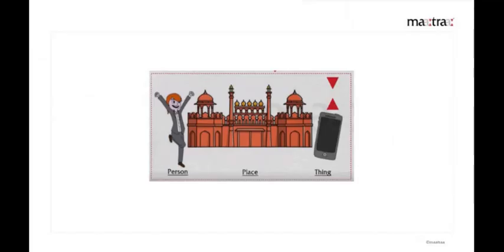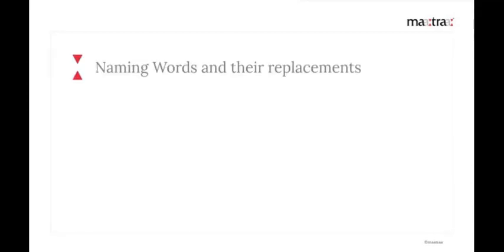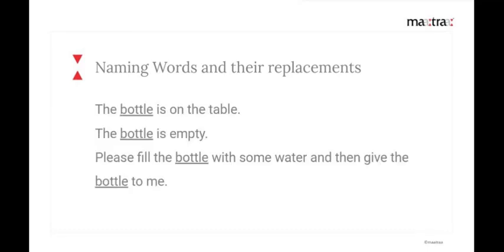Now, this is an important image you will see in many videos because, like I said, every sentence in every language is about a person, place, or thing, or something. And when we speak about something, we cannot keep repeating the name of that thing in every sentence. Let's take an example. The bottle is on the table. The bottle is empty.